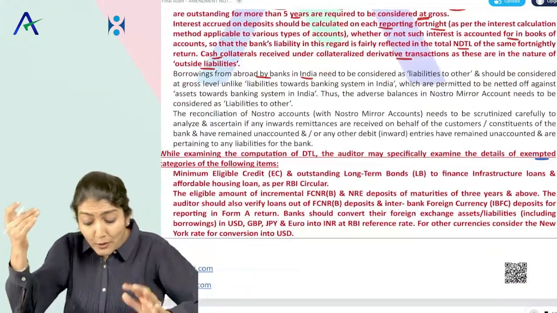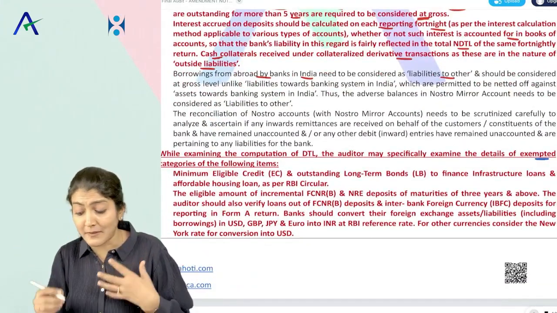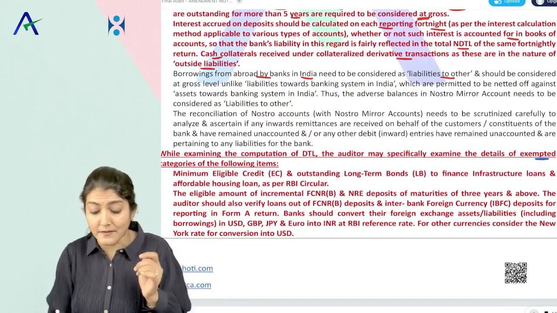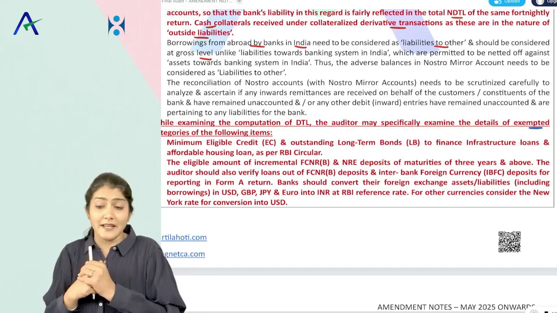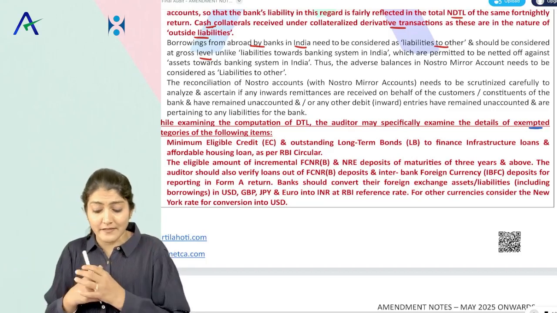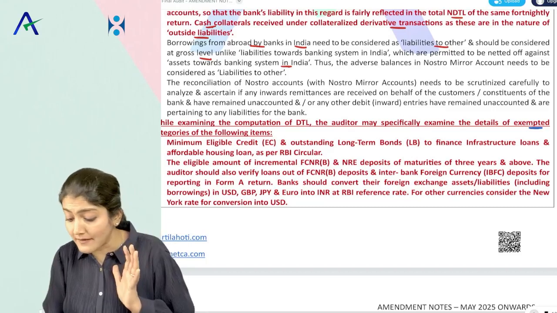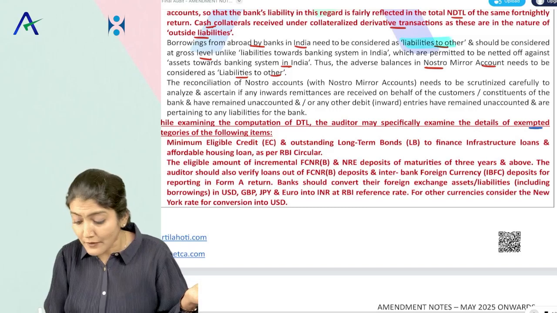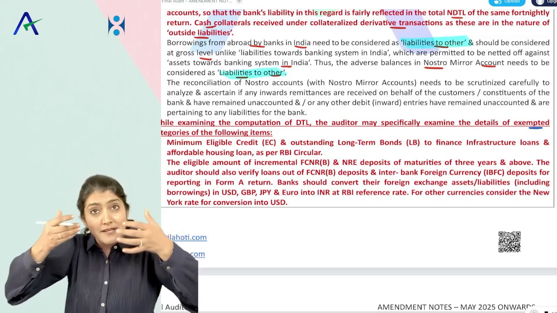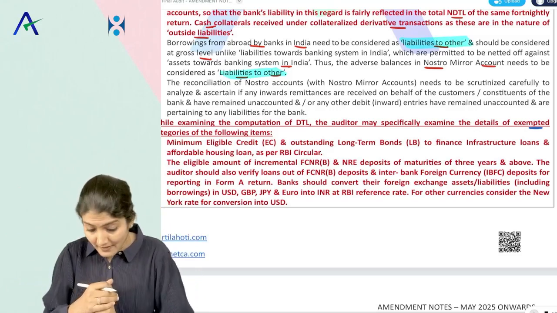But if you do borrowing from in India, it is to be considered as liabilities to others, and it should be considered at the gross level, unlike liability towards the banking system in India, which are permitted to be netted off against the asset towards the banking system in India. And then adverse balance in the Nostro mirror account needs to be considered in liabilities to others. So basically, whatever comes in liabilities to others is to be included in the computation of DTL.